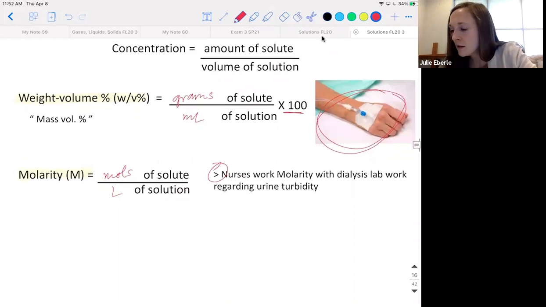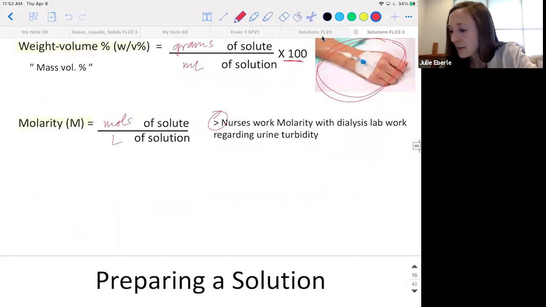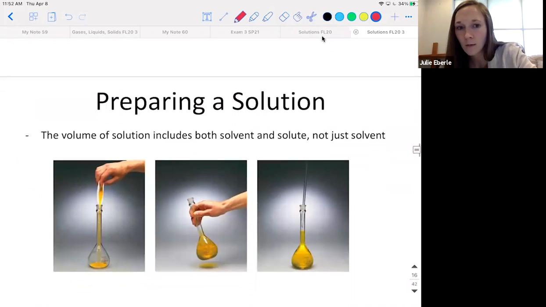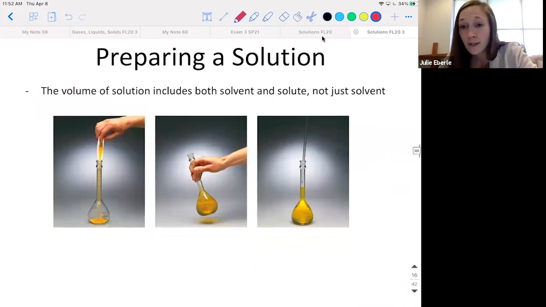All right, let's talk about how to prepare a solution real quick, and then we're going to spend the rest of the time working problems. There is a proper way and an improper way to prepare any solution.